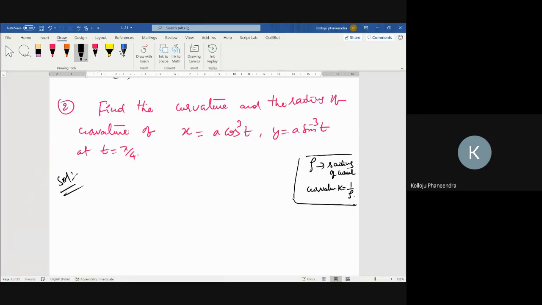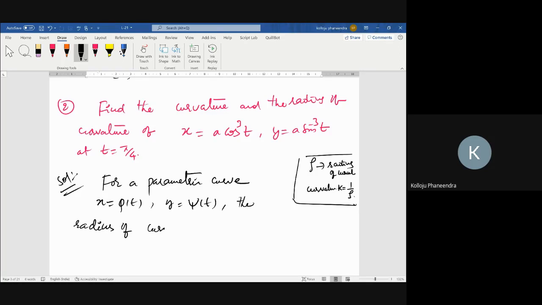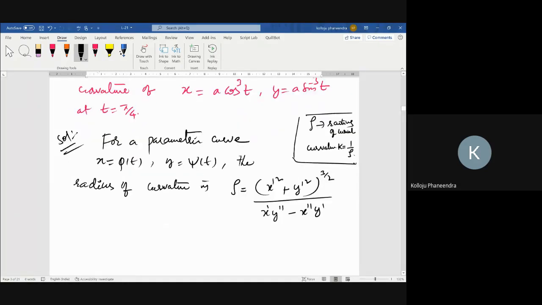Remember this. Now, for parametric form, what is the formula? For a parametric curve, x equal to phi of t, y equal to psi of t, the radius of curvature is rho equal to (x dash square plus y dash square) whole power 3 by 2, divided by (x dash y double dash minus x double dash y dash). This is the formula for radius of curvature in parametric coordinates. Now let us calculate x dash, y dash and so on.